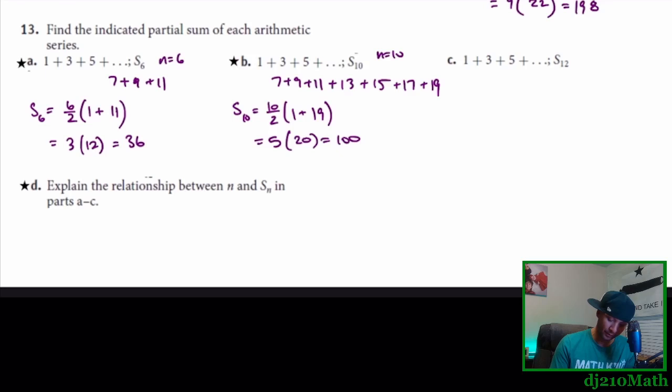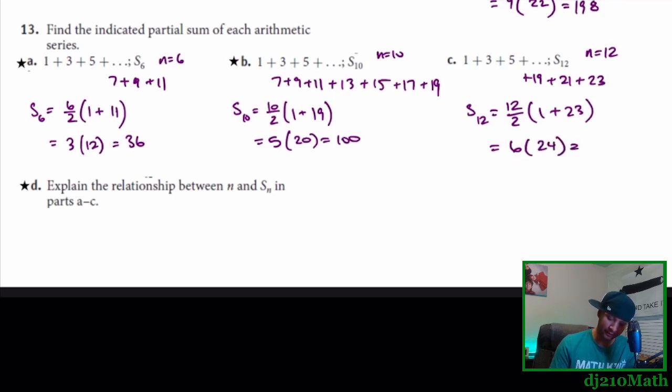Okay. So if we go up to 19, everything up to 19 was... no, it was 10. 11 would be 21. 12 would be 23. So if we do the same thing, right? N is equal to 12. So S12 is equal to 12 divided by 2, the first one plus the 12th one. So 6 times 24. 6 times 4 is 24. Carry the 2, 12, 13, 14. All right, 144.